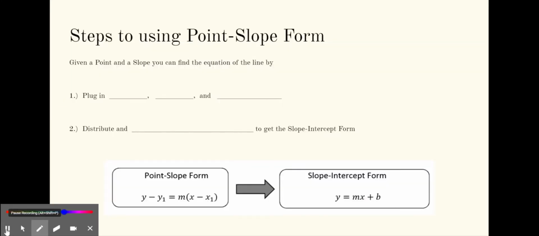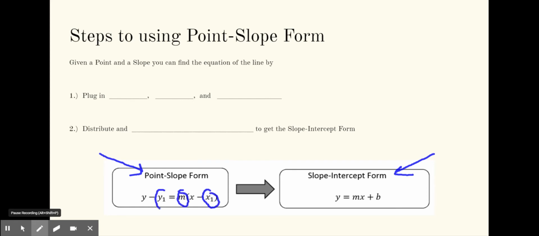The main goal is we're going to be starting with point-slope form, and we're going to be figuring out how to get slope-intercept form. There's a few pieces of information to keep in mind. I always circle for point-slope form, I always circle x1, m, and y1. These circled values represent the numbers that we're going to plug in. So we're going to plug in values for x1, y1, and m. M stands for your slope.